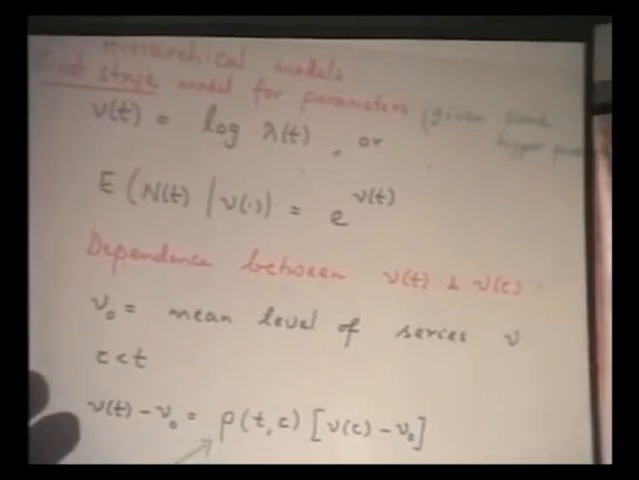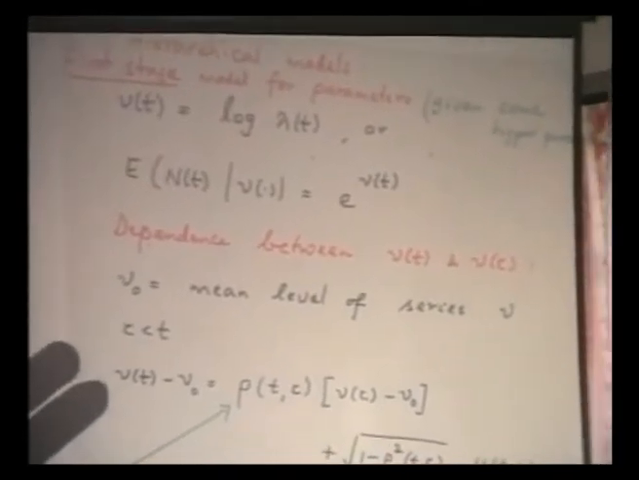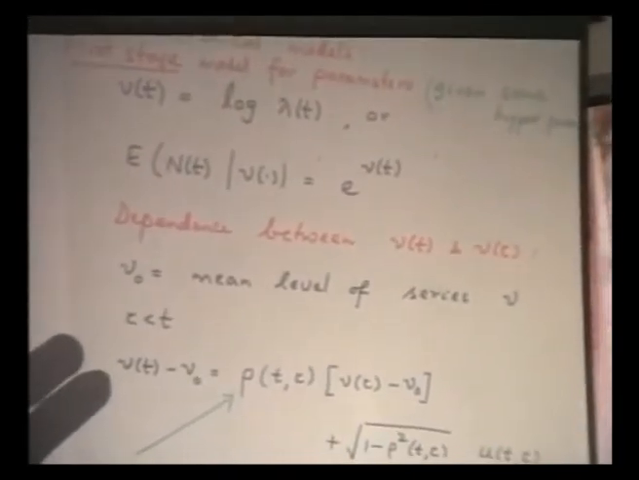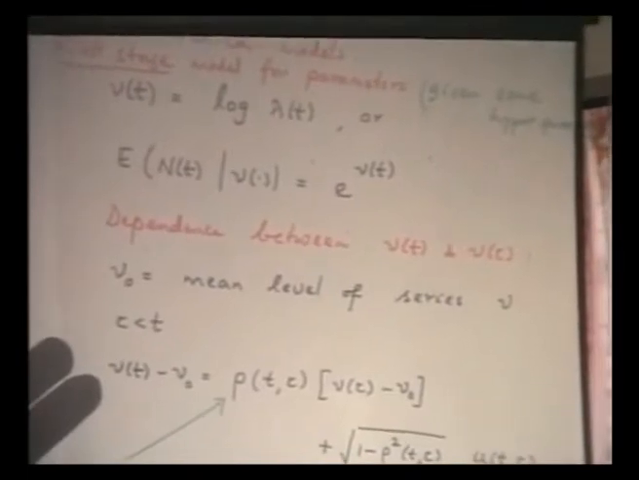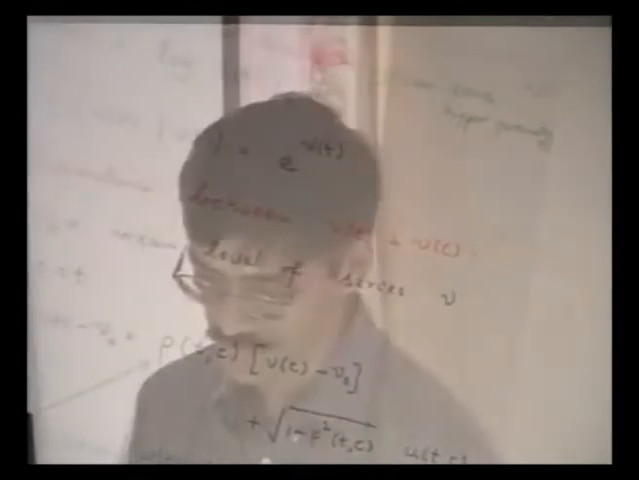Let's see how. Well, this is just one approach. You can do it in a number of different ways. Okay, so let me put this back. I have written this down: nu t minus nu 0 is rho, which can involve both t and tau, times nu tau minus nu 0, plus something which is uncorrelated with nu tau.